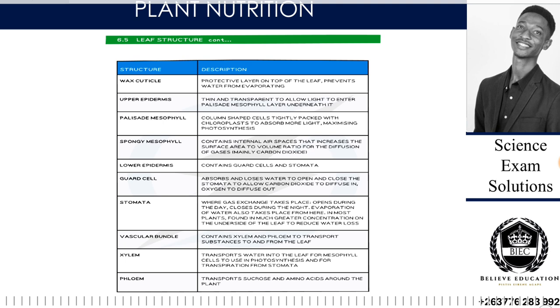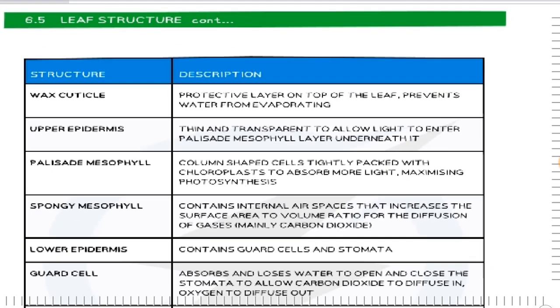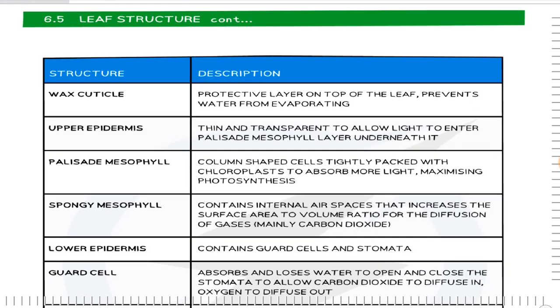Now let's look at the structure of the leaf. Here we want the function of each of the parts that are there. So firstly, we start with the waxy cuticle. The waxy cuticle is the layer on the outside. It is a protective layer on top of the leaf that prevents water from evaporating. And then we have the upper epidermis. The upper epidermis is thin and transparent, to allow light to enter into the palisade mesophyll underneath it.